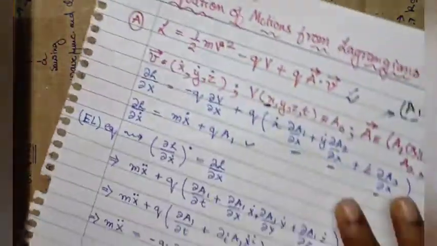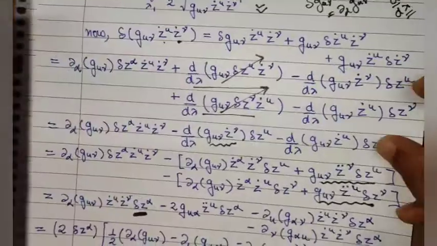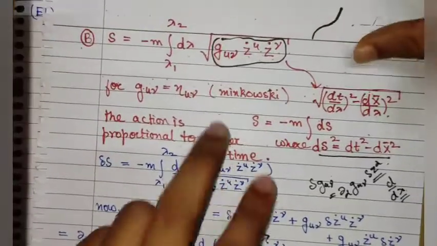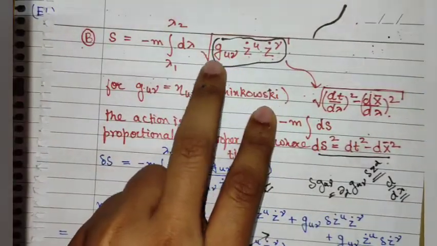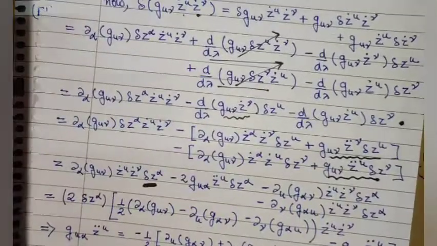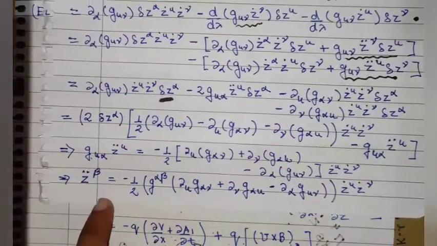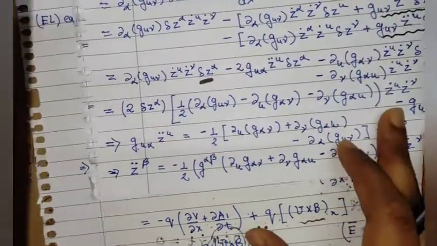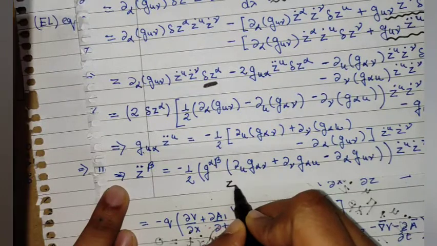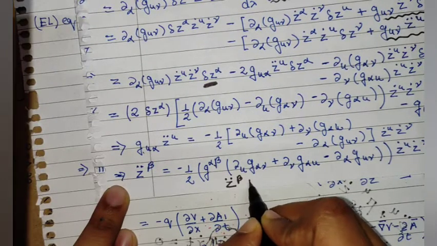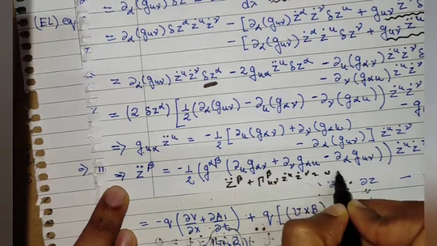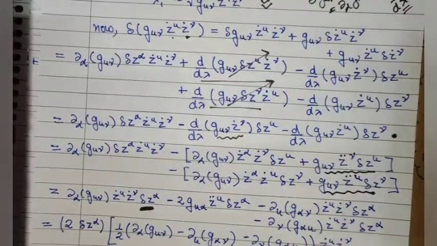So that's all for this video. So in this video we proved the fact that extremizing such an action actually gives rise to the geodesic equation. So this last part is the geodesic equation that we see here. It is z double dot of beta plus tau beta mu nu z dot mu z dot nu equal to 0. So that's all for this one.